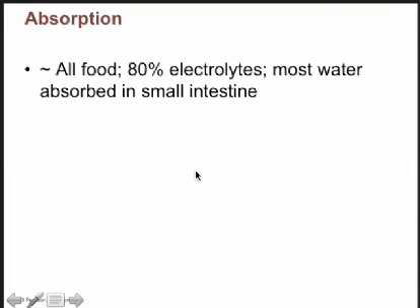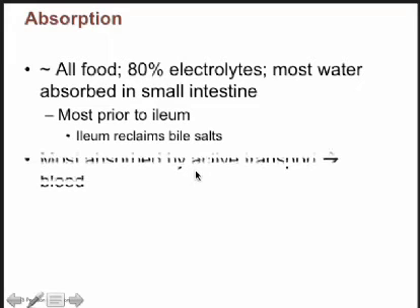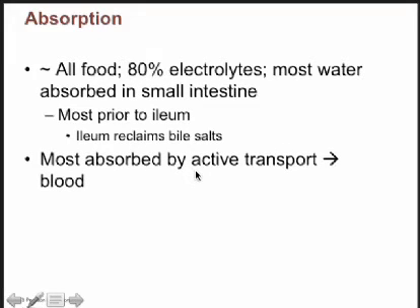About 80% of the electrolytes, all of the food, and most of the water is absorbed in the small intestine. Most of this occurs prior to the ileum, so the jejunum is where most of this happens. The ileum reclaims the bile salts, and those are then transported back to the liver. Most is absorbed by active transport via the blood.